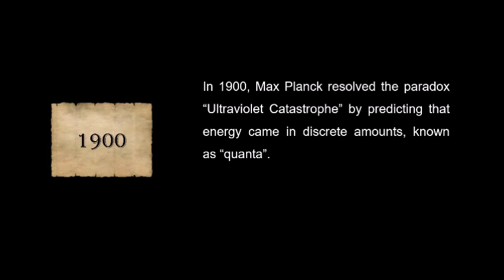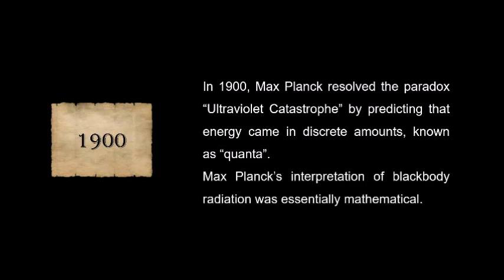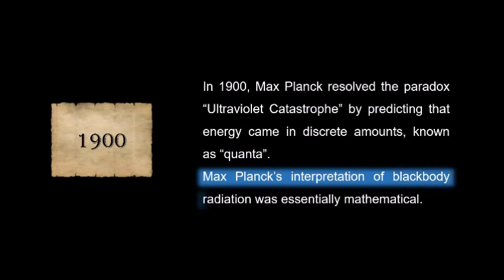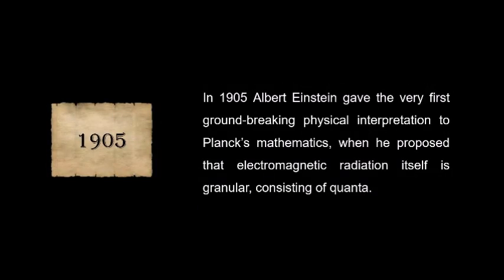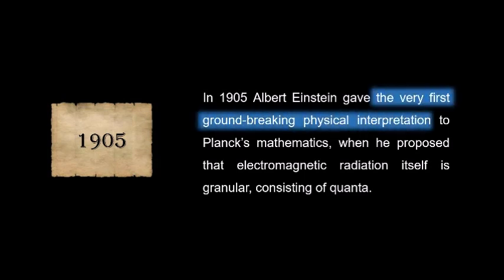In 1900, Max Planck resolved the paradox ultraviolet catastrophe by predicting that energy came in discrete amounts, known as quanta. Well, Max Planck's interpretation of black body radiation was essentially mathematical. In 1905, Albert Einstein gave the very first groundbreaking physical interpretation to Planck's mathematics, when he proposed that electromagnetic radiation itself is granular, consisting of quanta.